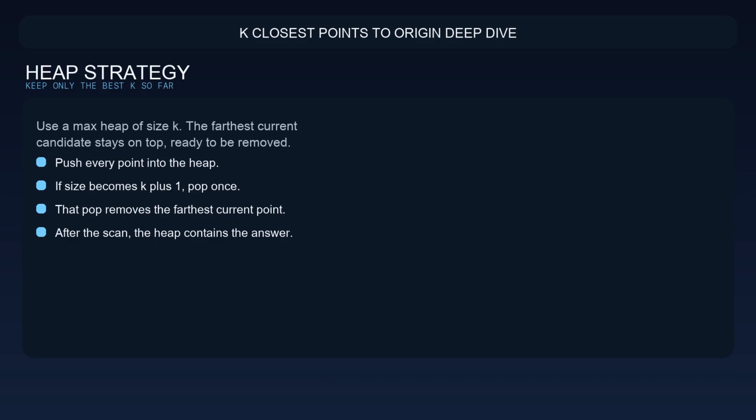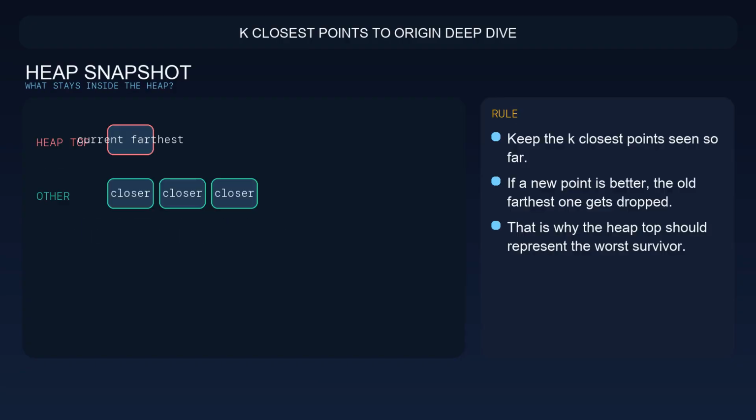Use a heap of size k. Every point gets considered, but the heap never holds more than k candidates. The moment it grows too large, we eject the farthest one. As the mental model, the heap contains the survivors. The root is the worst survivor, meaning the farthest point among the current top k. If something better arrives, that worst survivor is the one we want to remove first.